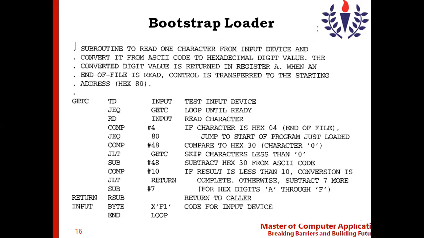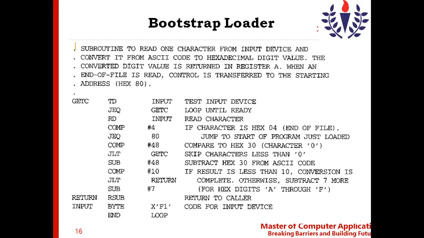JSUB is used to invoke the subroutine. That means jump to the subroutine. Whenever it jumps to the subroutine, where it has to come back after completing the subroutine, that address will be stored in the L register. In the first few chapters, I was mentioning the different registers in SIC and SIC/XE, wherein I told you about the linkage register. The linkage register is used in the subroutine.